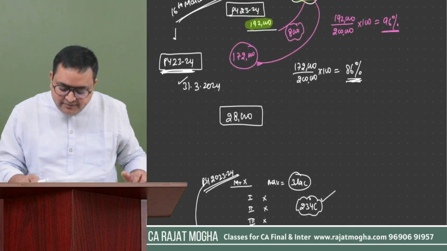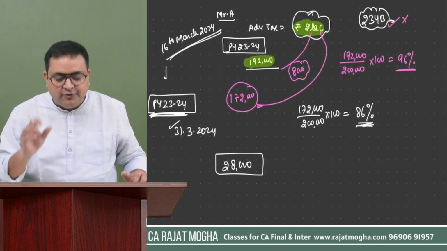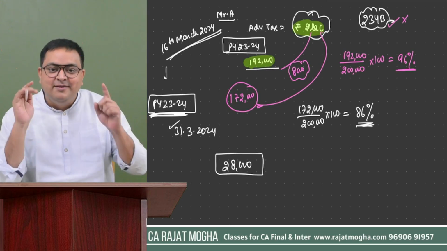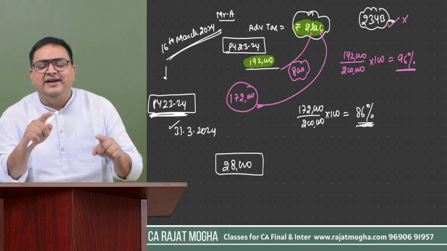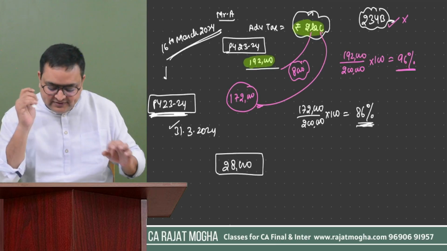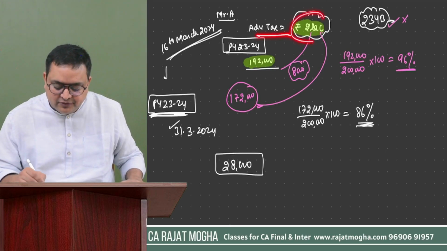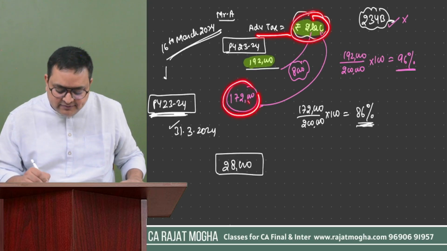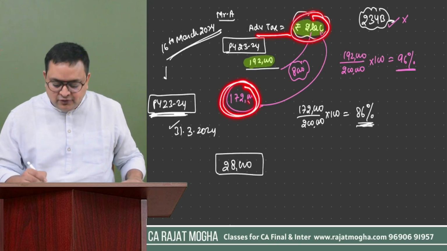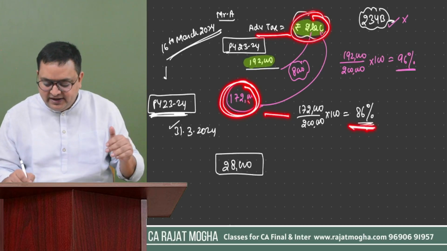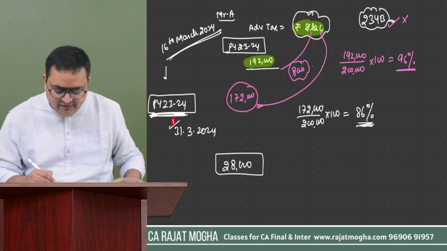So 234B says that if you have deposited up to 90% of the amount, 234B will not come into picture. But if it is less than 90%, 234B will come into picture. Coming to my previous example, let's say this person was supposed to deposit 2 lakh rupees, but he has deposited 1,72,000 rupees. We have calculated the percentage, which is not 90%, it is less than 90%. So in this case, 234B will be attracted.